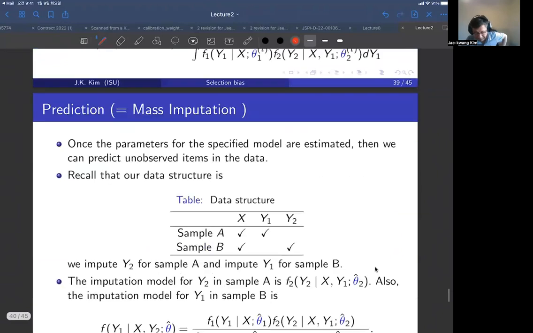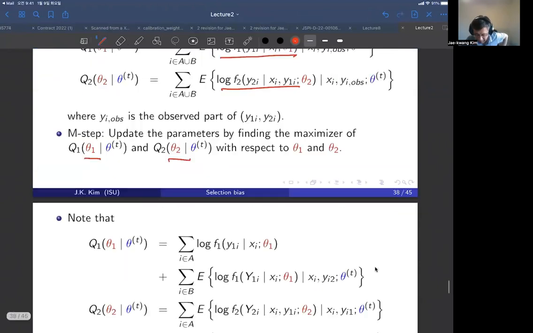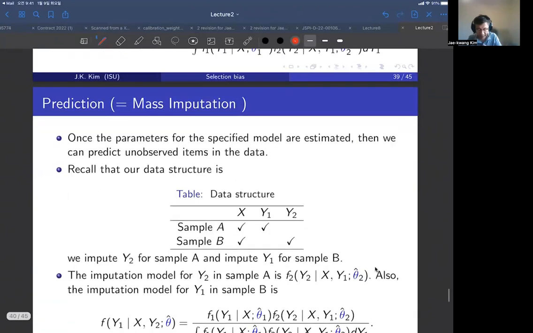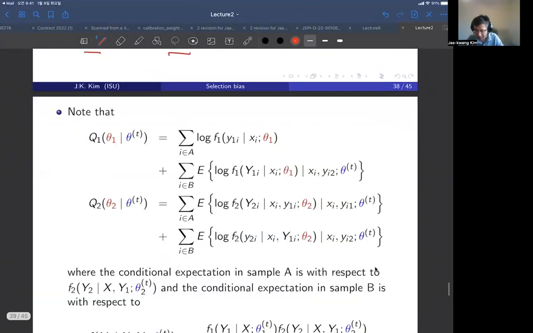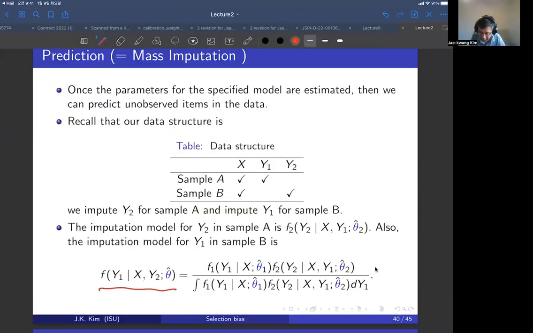So this is pretty much a standard EM algorithm. And then once you have the parameter estimation, you can use that to predict. So basically you can predict Y2 using this distribution because you have everything observed. And in sample B, you want to predict Y1 from X and Y2, right? So then you can use the Bayes theorem. And you have all the parameters.